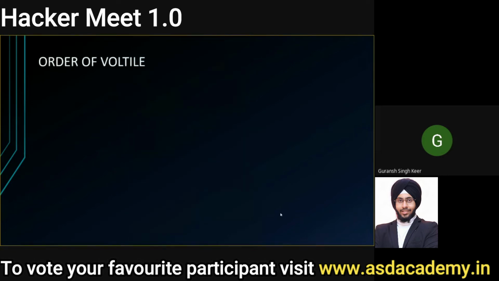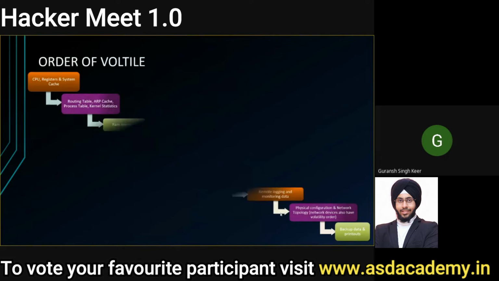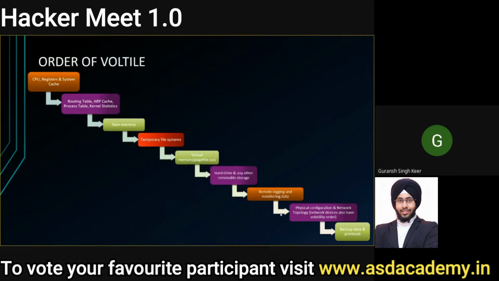Talking about order of volatility, in forensics we have a volatility order that we need to follow. On the top we have CPU, registers, and system cache, followed by routing table, ARP cache, process table, and kernel statistics. Then is RAM memory. Then is temporary file system, which we also call temp files, followed by virtual memory, that's called pagefile.sys.